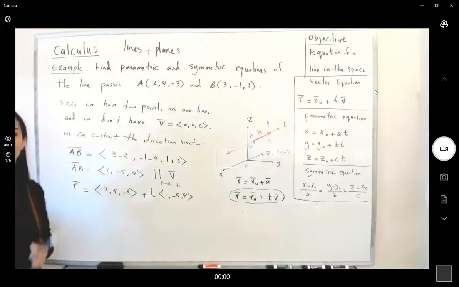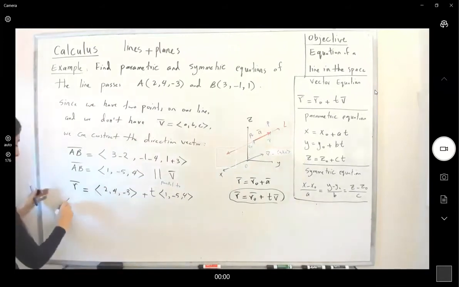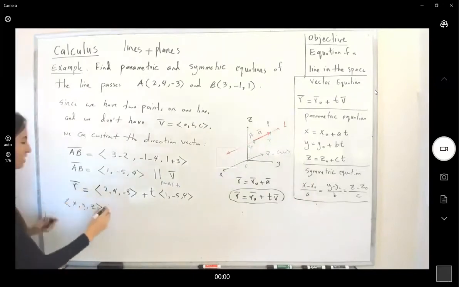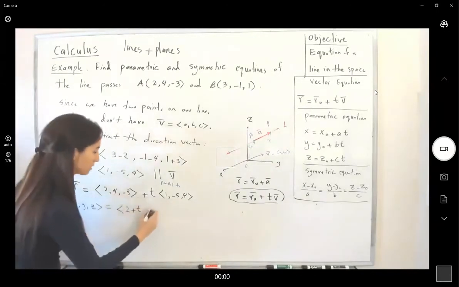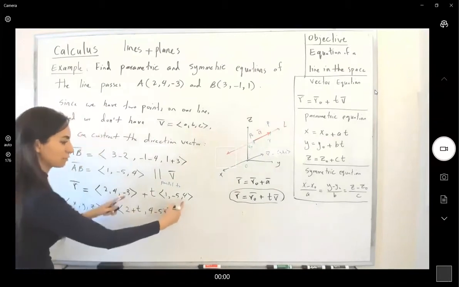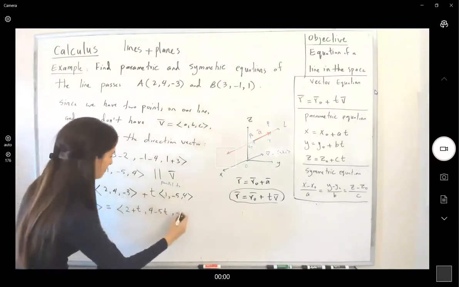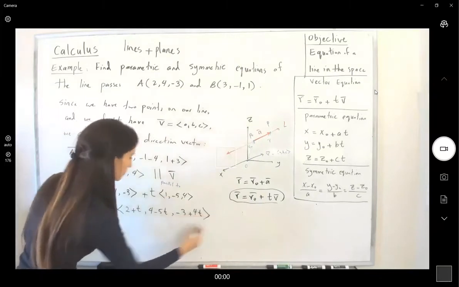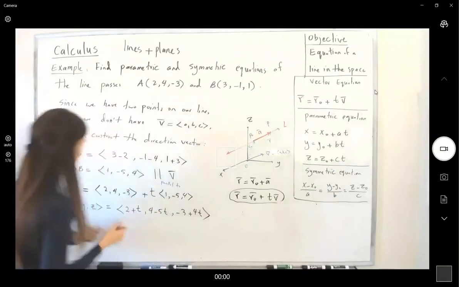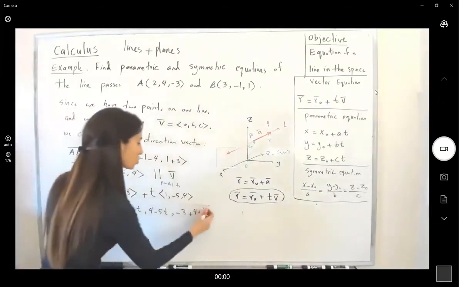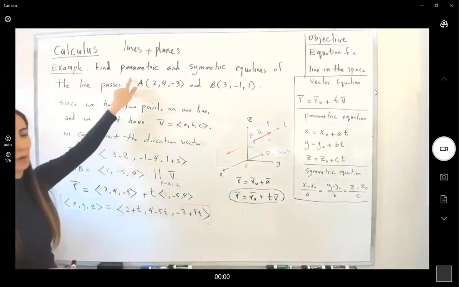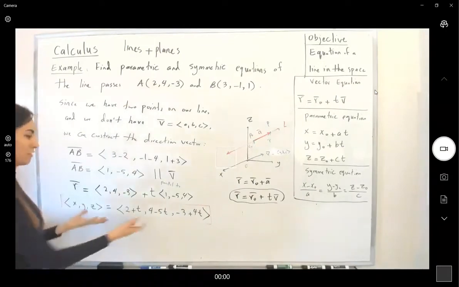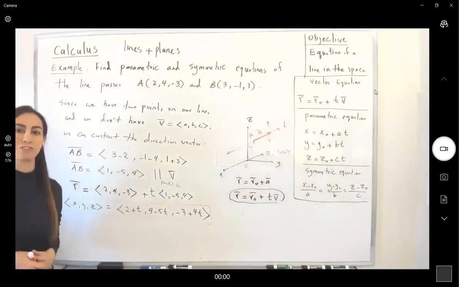You can leave it as it is, or you can write it in a nice compact form. (x, y, z) is vector r, the position vector, equal to (2 plus t, 4 minus 5t, -3 plus 4t). This is the vector equation of your line. Question says, find parametric and symmetric equations. When you have the vector equation, the rest is simple algebra.